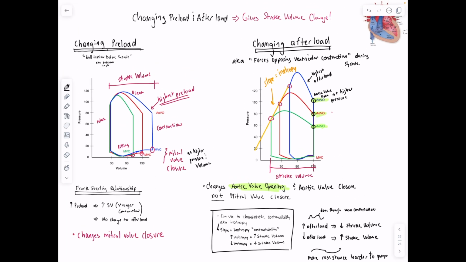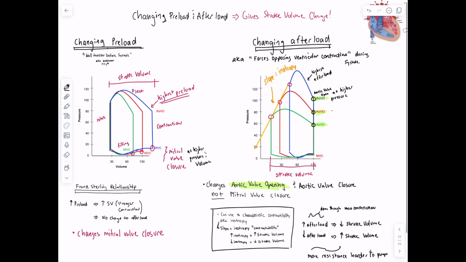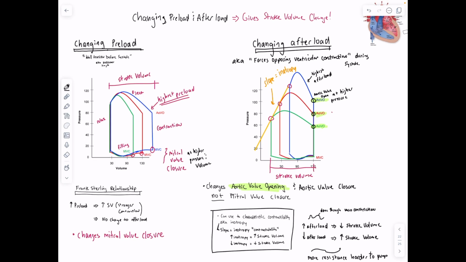We can also change afterload, which is the forces opposing ventricular contraction. You can think of that as vasoconstriction will change afterload. But what is the effect on stroke volume? Are there situations where we might want to have more stroke volume, more blood leaving the heart, or we might want less blood leaving the heart? So let's just take a quick look.